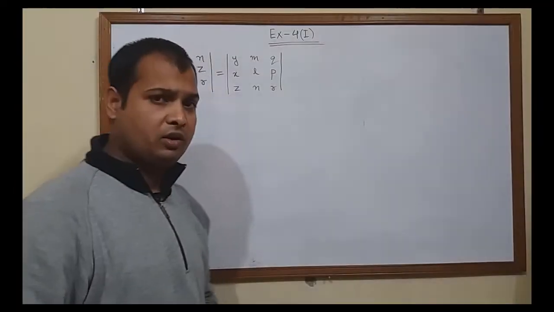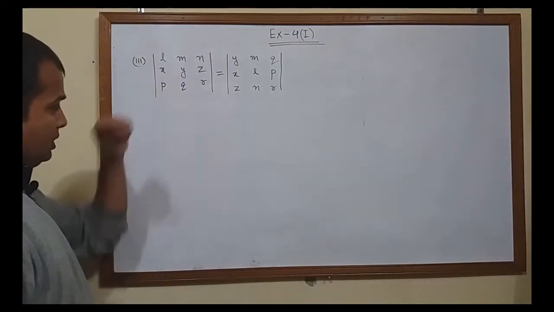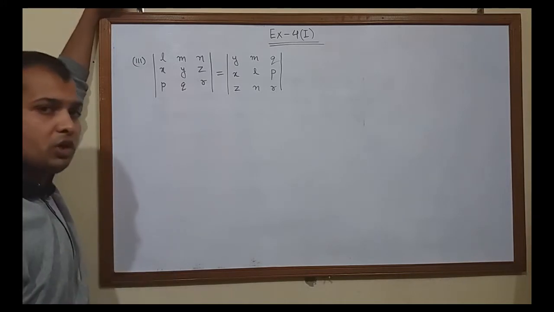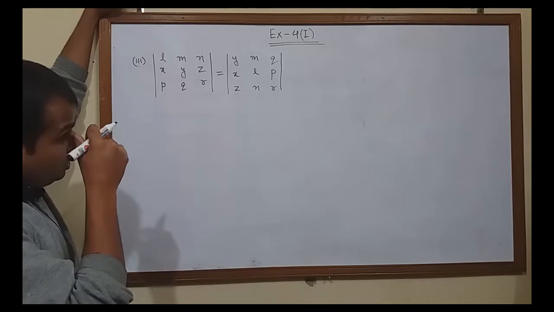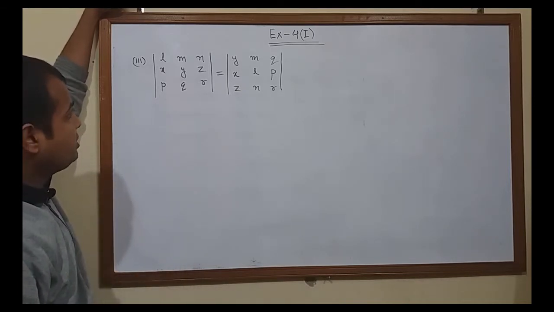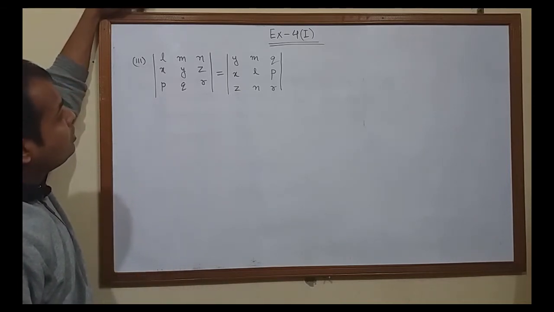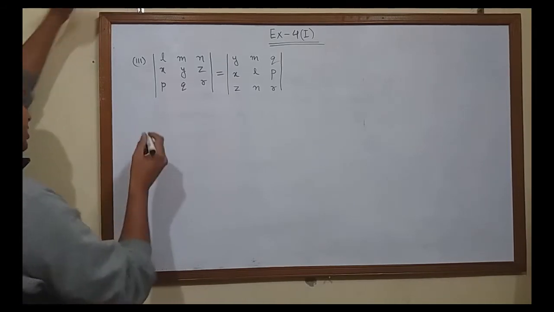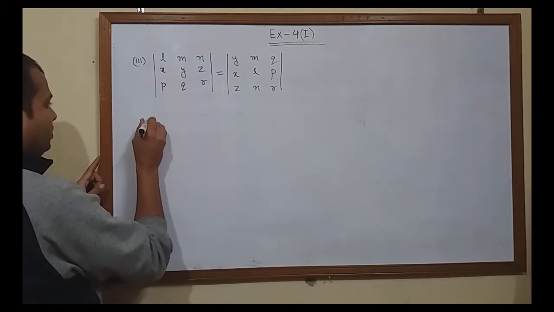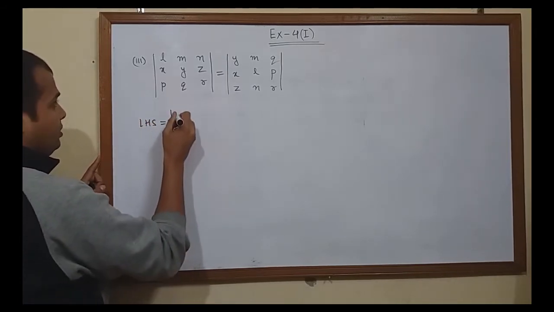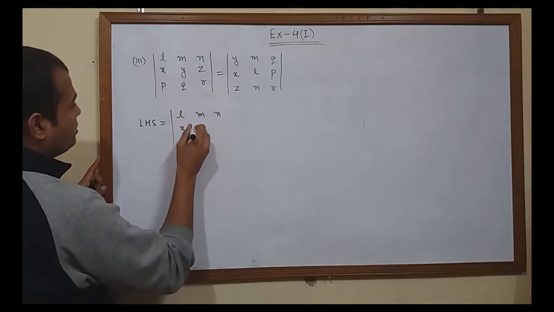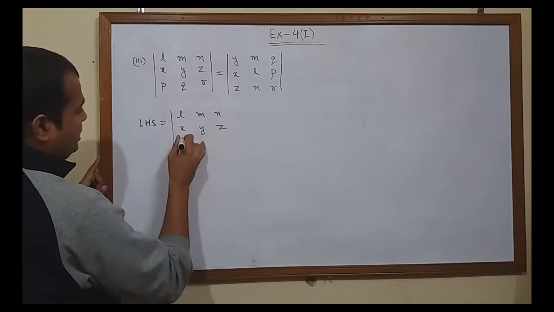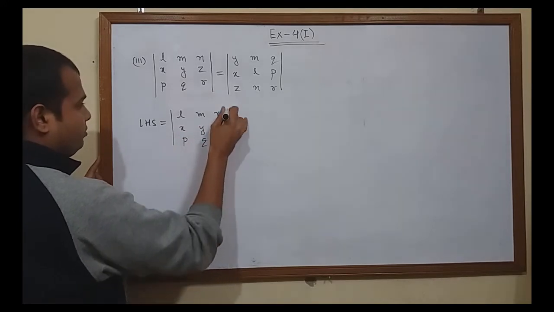Okay children, now let us see question number 3. This question number 3 is quite different from what we have done till now. This is different from the first and second question. So here firstly let us write down the LHS. So LHS is equal to the determinant L M N, X Y Z, P Q R.